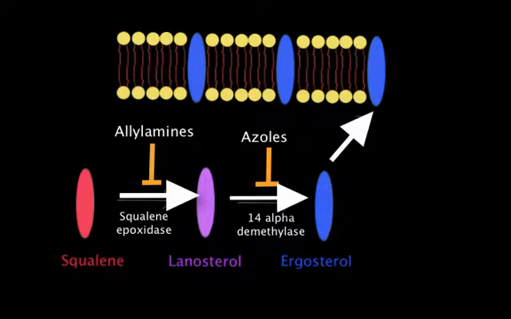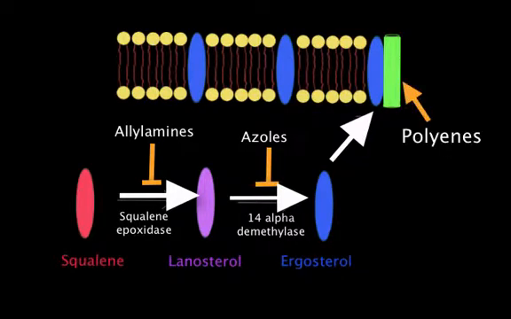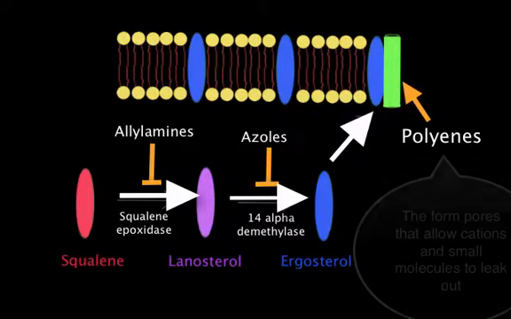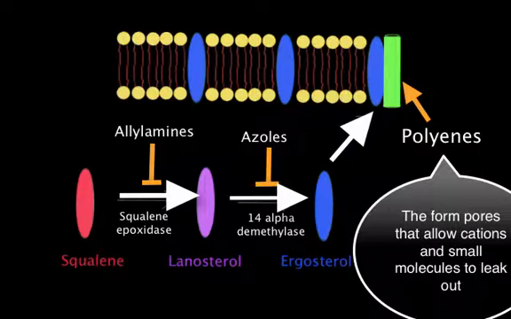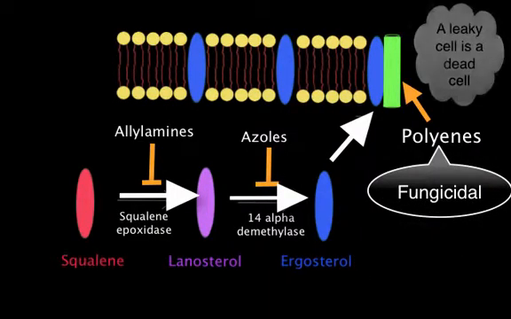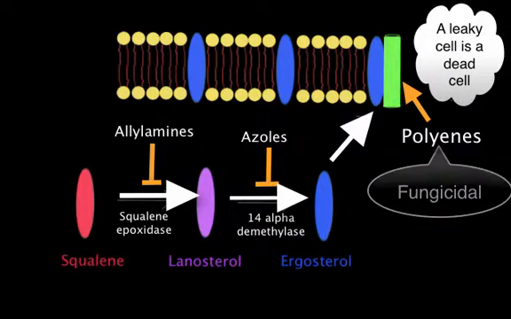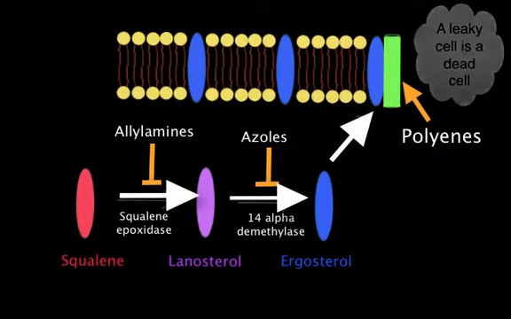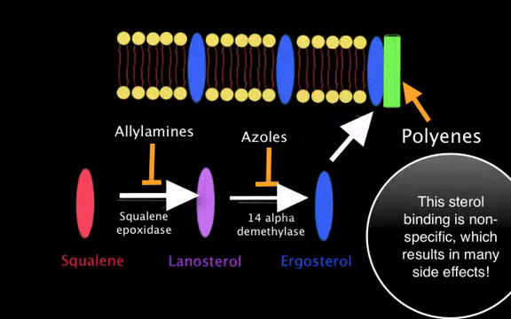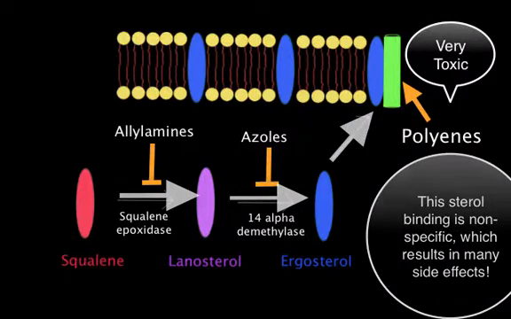A third class, the oldest and broadest spectrum agent of all the antifungals, is known as the polyenes. Polyenes bind to ergosterol already within the cell membrane. They form pores that allow cations and small molecules to leak out of the cell, resulting in fungal cell death. In addition to ergosterol, however, polyenes also bind to many other sterols in human cells, including cholesterol. This nonspecific binding of sterols in human cells results in a considerable amount of toxicity.